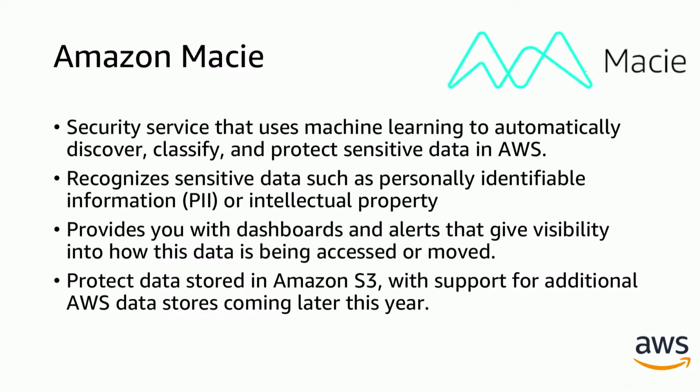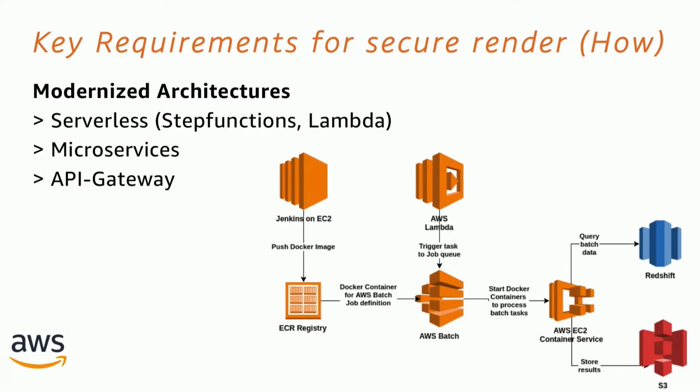Macie is specific to Amazon S3. It looks at the underlying assets that you've stored in S3, and based on the underlying patterns, it recognizes sensitive data, such as PII data, or any kind of intellectual property, high-valued assets, if you will. Then it provides you dashboards and alerts to give you visibility into how each and every aspect within your S3 bucket has been accessed or moved, so any kind of problematic behavior could be flagged very quickly.